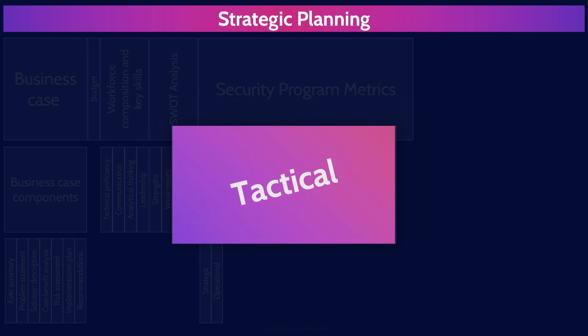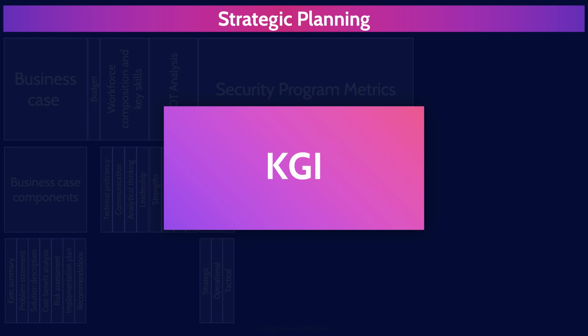completion percentages. KPIs tell you how you're rowing, but KGIs tell you if you're actually getting there. Key goal indicators measure achievement of strategic objectives, showing whether security initiatives deliver intended business outcomes and value. Apologies for the alphabet soup.